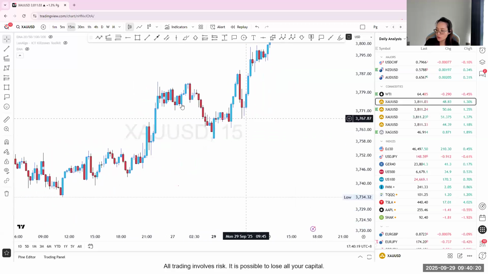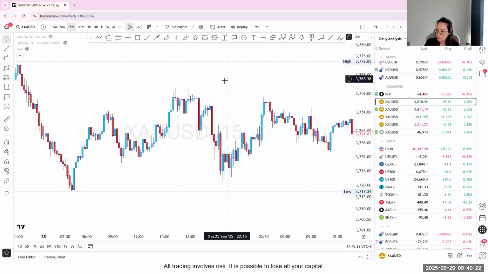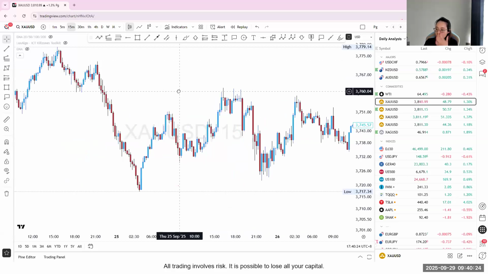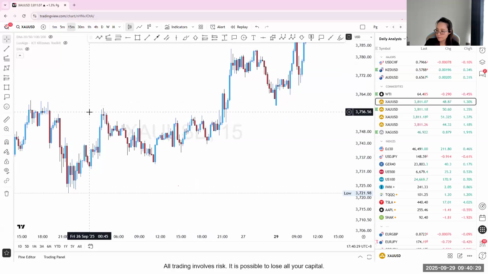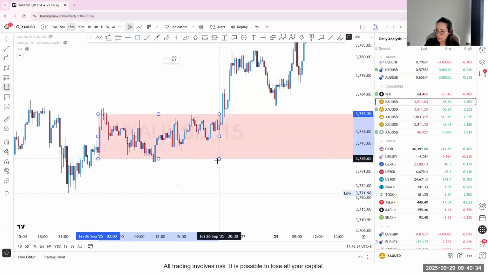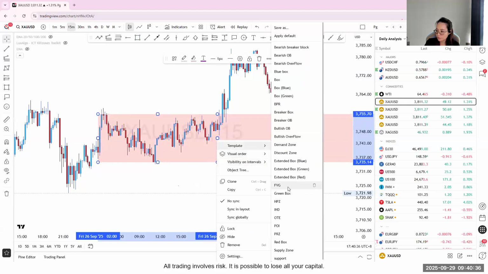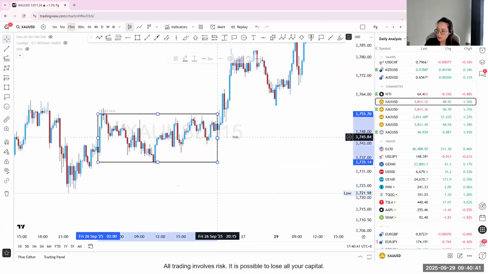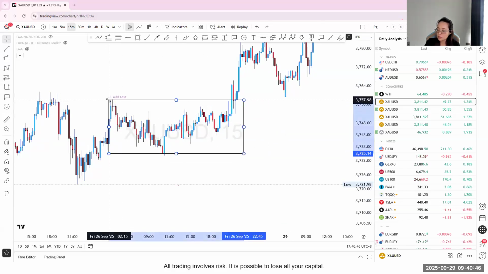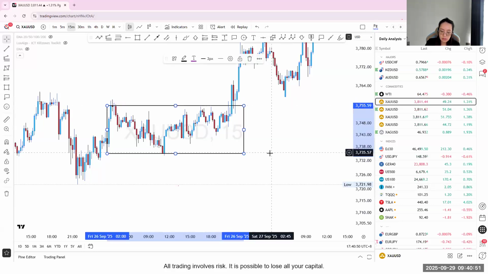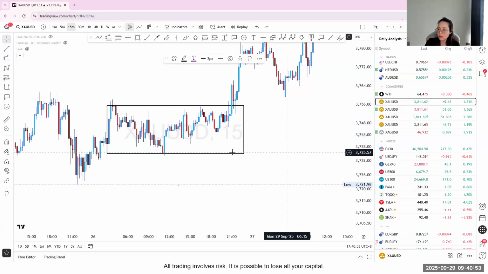You need to draw the body, not the wick. Okay, for example, here. Let's say this is the box, right? Meaning that based on M15, over here, you're not gonna draw at the wick. You need to draw from the body you want to trade with the ranging market or sideways.